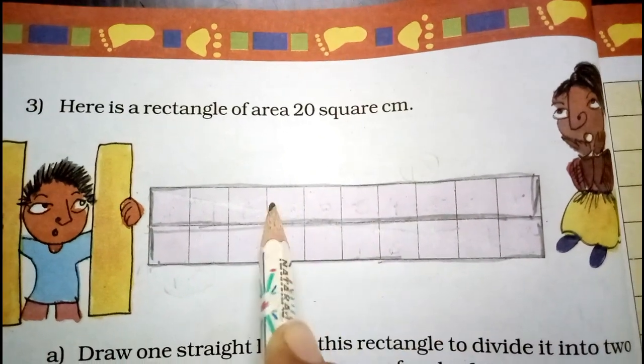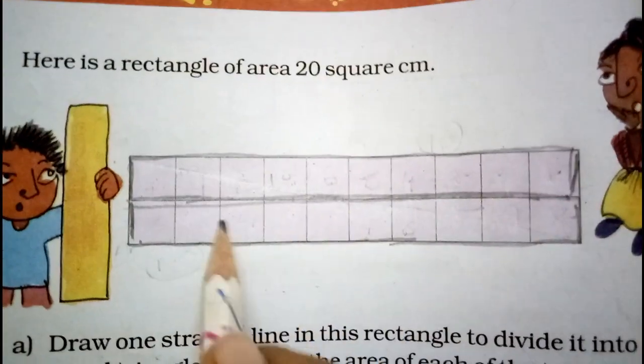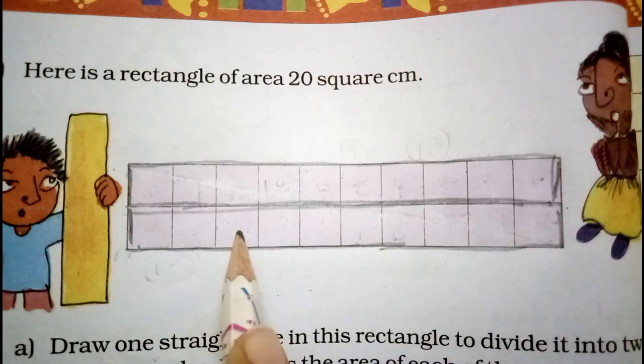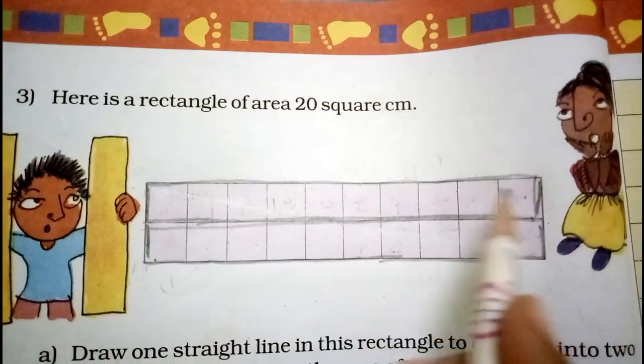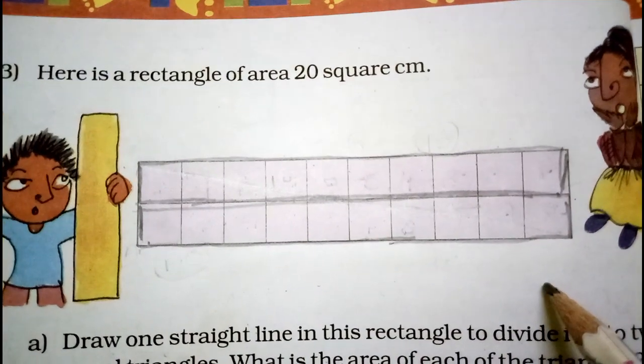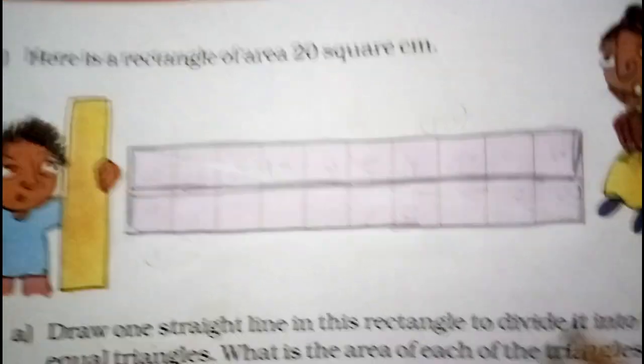इसका एरिया क्या हुआ? 10 स्क्वायर सेंटीमीटर. ओके, एंड इसका एरिया 1 2 3 4 5 6 7 8 9 and 10. ओके, both the rectangles have the same area and it is 10 square centimeter.